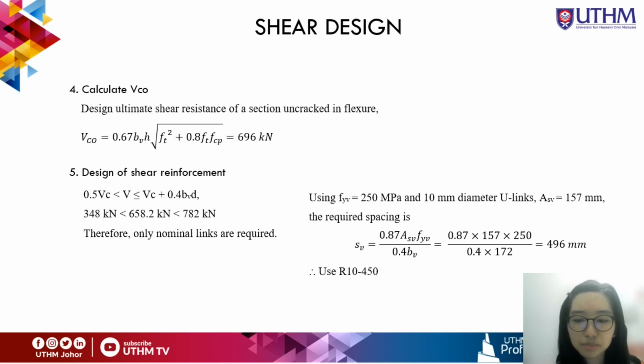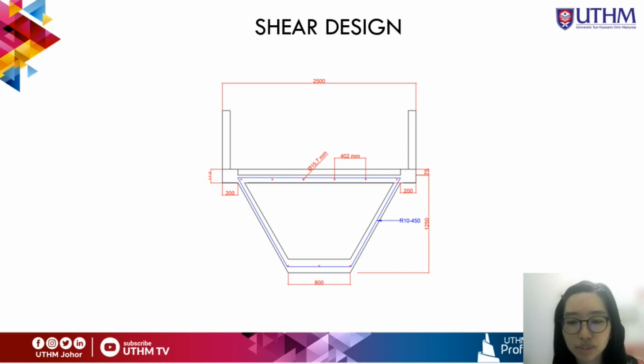Since the design shear force is between the VC, therefore only nominal links are required. By using 10 mm diameter U-links, the required spacing calculated is 496 mm. Therefore, we decided to use 10 mm diameter links with 450 spacing. This figure shows the shape and the link arrangement for the shear design.